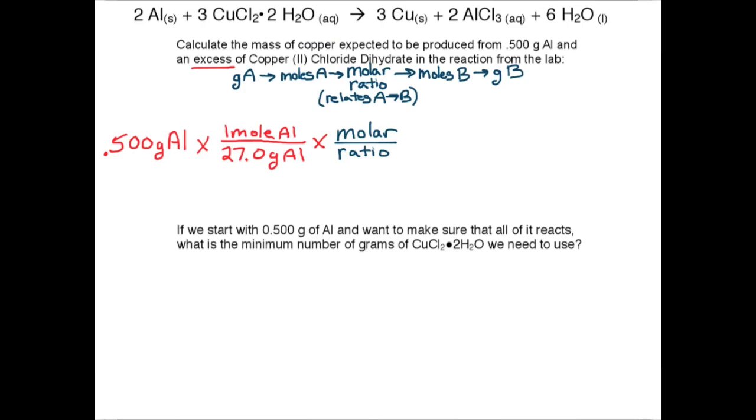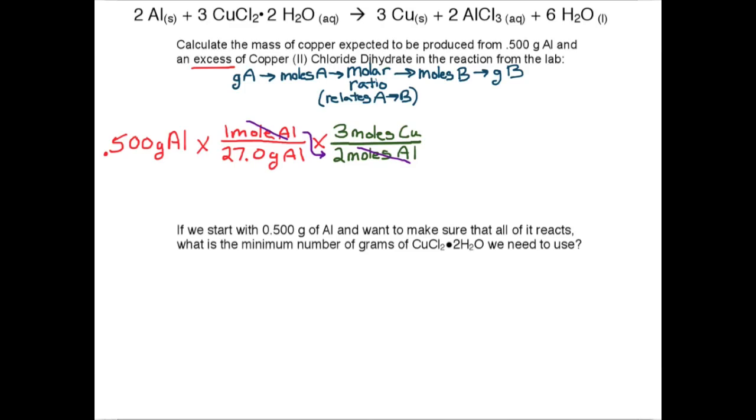Consider that I'd like to get rid of the units of moles of aluminum and replace it with moles of copper. Therefore, I'm going to write it this way with moles of aluminum on the bottom. That way I'll be able to cancel the moles of aluminum and notice that moles of copper are left on top. And we've also represented the 3:2 ratio.